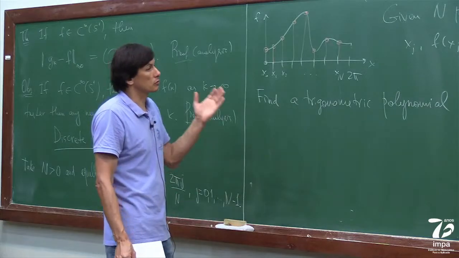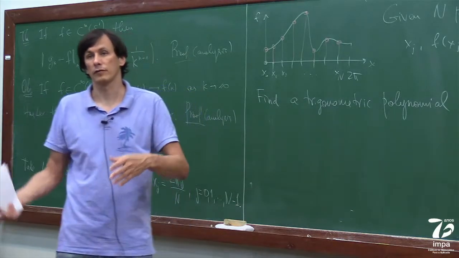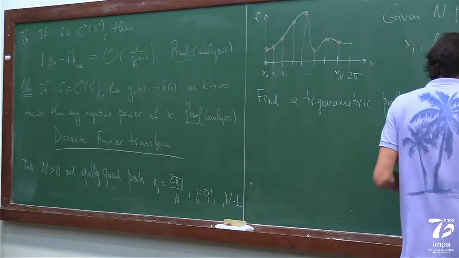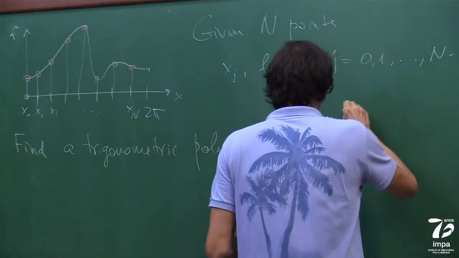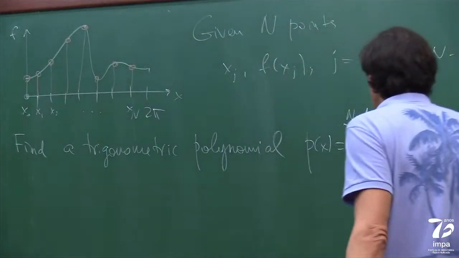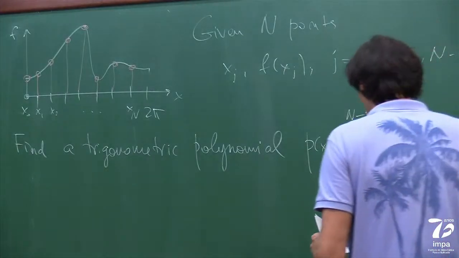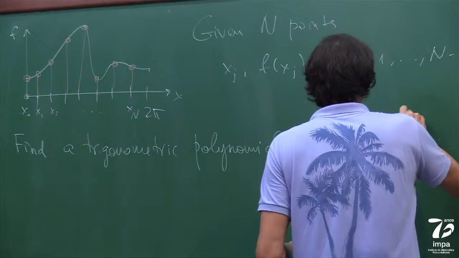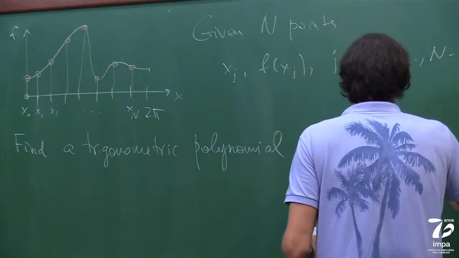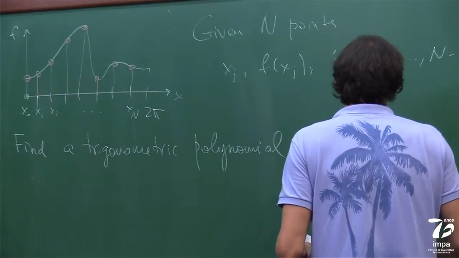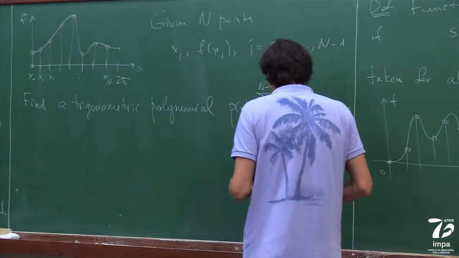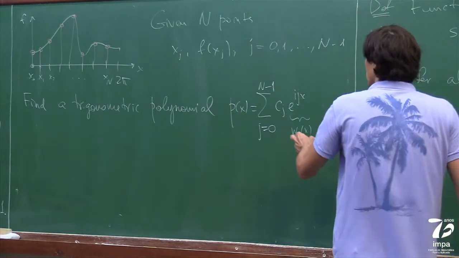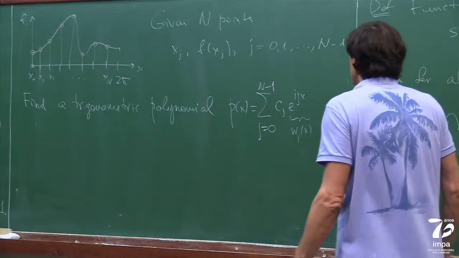So it's more convenient to sum not from minus k to k, but from 0 to n minus 1. That essentially doesn't make a difference, but it's more convenient numerically. So we sum from 0 to n minus 1, and then our basis will be e^{ijx}, just the same as before. So find this trigonometric polynomial, but now we go from 0 to n minus 1.